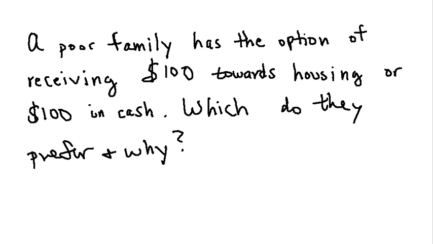Okay, to answer this problem, we have to compare the choice set of a family before receiving any sort of help and after receiving help in the form of a housing voucher versus in the form of cash. So in order to compare the poor family's choice sets, we need to draw the budget lines for the case before I receive anything, in the case where I receive $100 towards housing, and in the case where I receive $100 in cash.